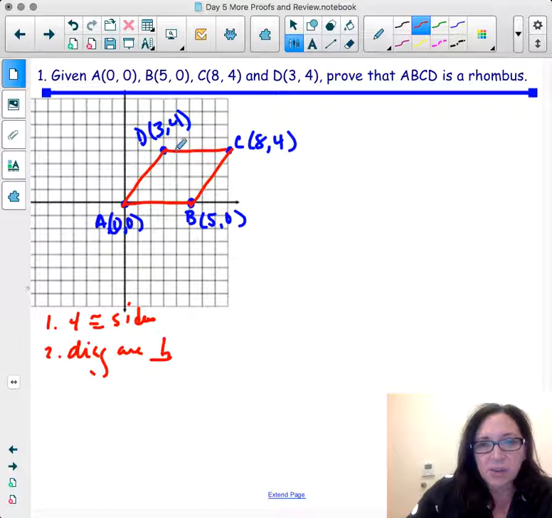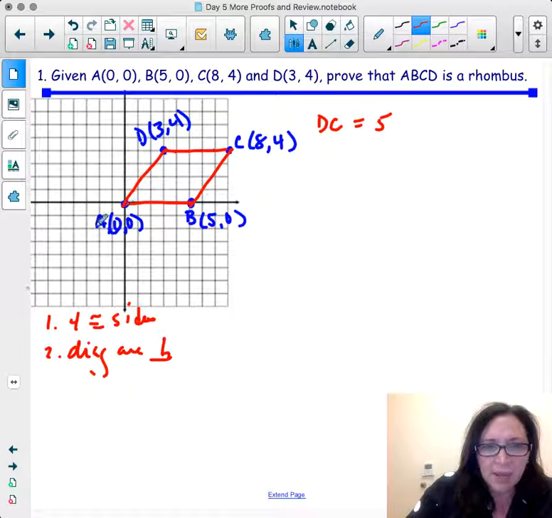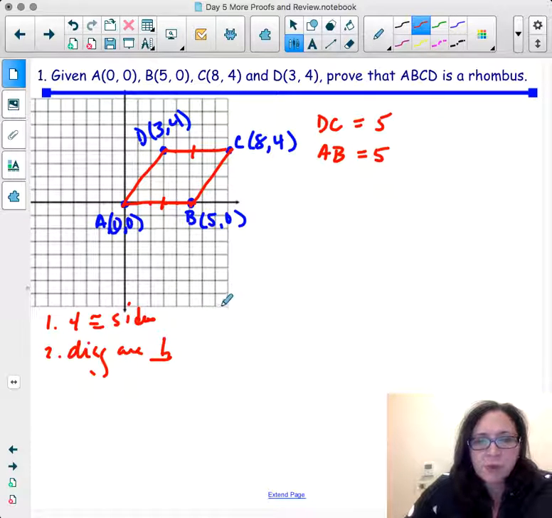So what I'm going to do is prove that the 4 sides are congruent. So we know that DC, the length of DC, is just 1, 2, 3, 4, 5 units. We don't even have to use a distance formula for that. We also know that the distance of AB is equal to 1, 2, 3, 4, 5 also. Okay, so we know for sure these 2 segments are congruent.